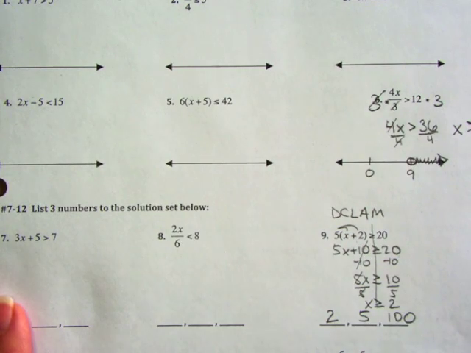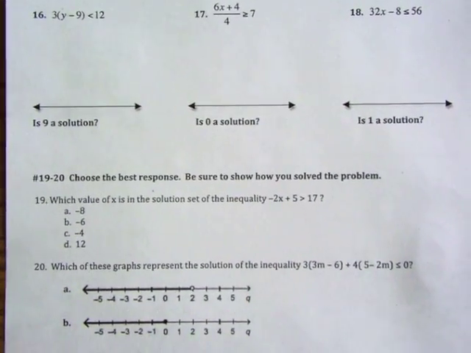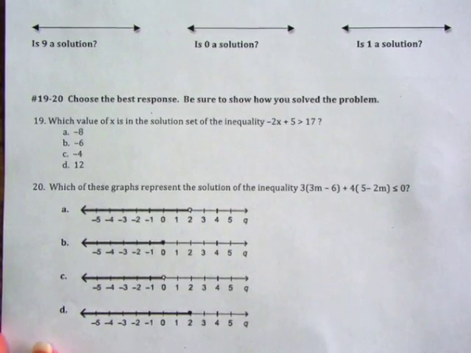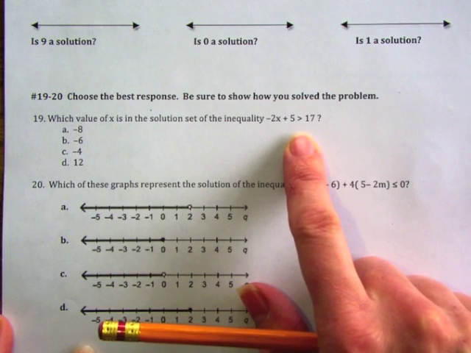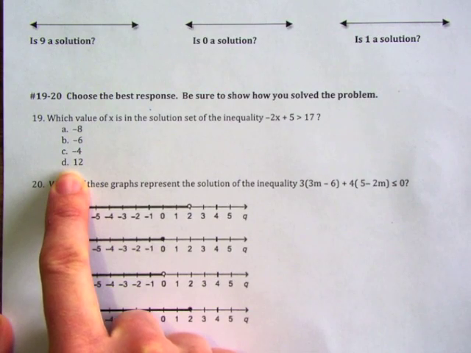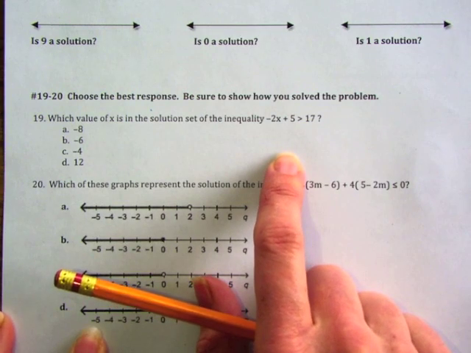Okay, the last one that I want to do with you is number 19. So go ahead and flip your page. Number 19 is actually a multiple choice question. The problem asks us which value of x is in the solution set of the inequality negative 2x plus 5 is greater than or equal to 17. So as I look at that, and recognize that it's a multiple choice problem, I could do the work and solve, but that's unnecessary.